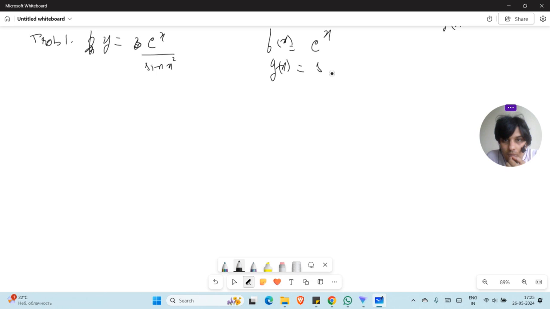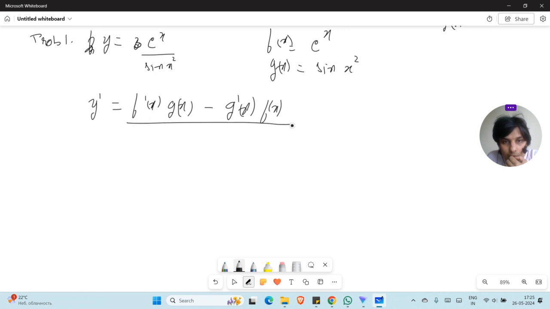g(x) is equal to sine x square. It's not sine square, it's sine x square. Okay. Now y prime will be f x prime g x minus g x prime f x upon g x square.